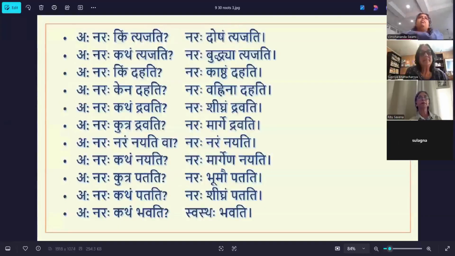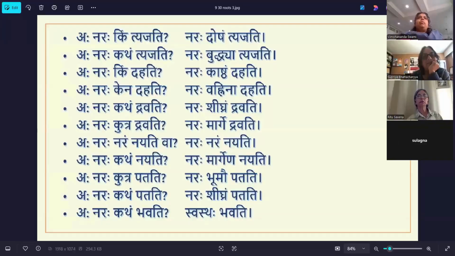What is he burning? Kashtam dahati. Means wood. So see, another new word we are learning. Kashta means wood. Kath in Hindi becomes kashta in Sanskrit. Kim dahati, kashtam dahati. Kena dahati means with what? Vanhina dahati. Vanhi means fire. Vanhi is a Hindi word. Vanhina means with the fire is burning.